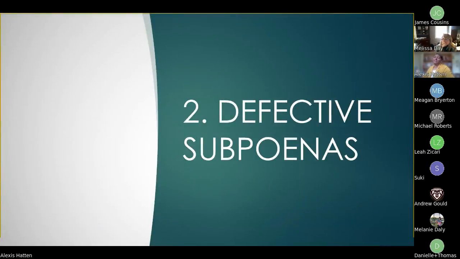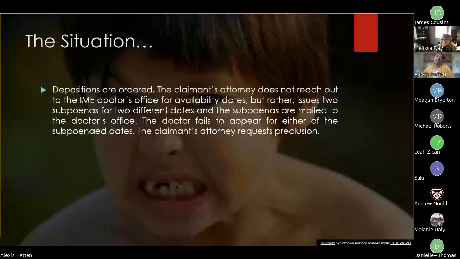Two, defective subpoenas. So in that situation, depositions are ordered and the claimant's attorney does not reach out to the doctor's office to get availability dates, but issues 2 subpoenas for 2 different dates, wasting everyone's time, and the subpoenas are mailed to the doctor's office. The doctor fails to appear for either of those dates, and the claimant's attorney requests preclusion. We get this all the time.